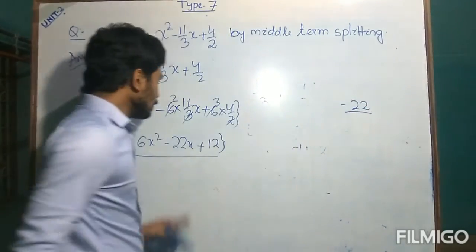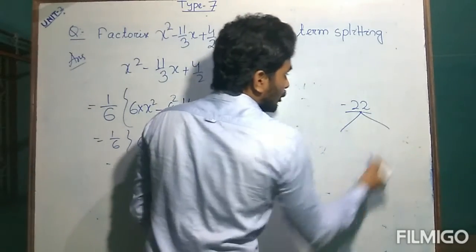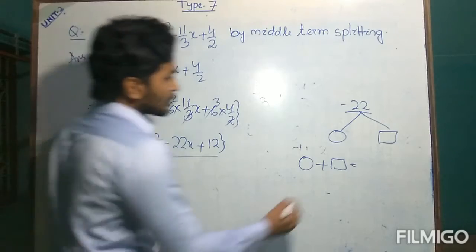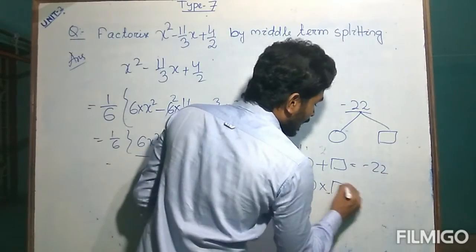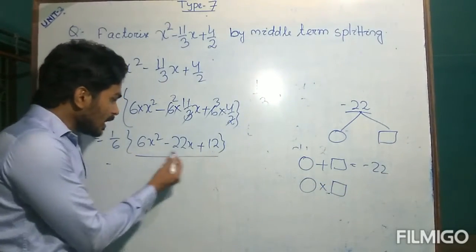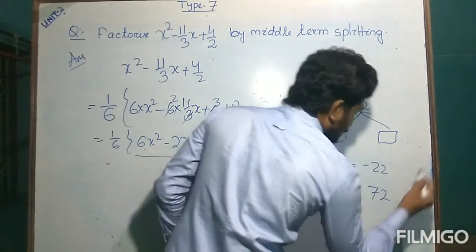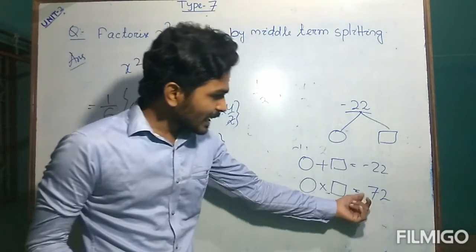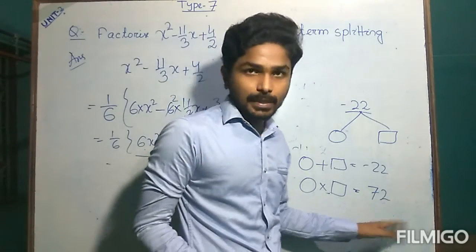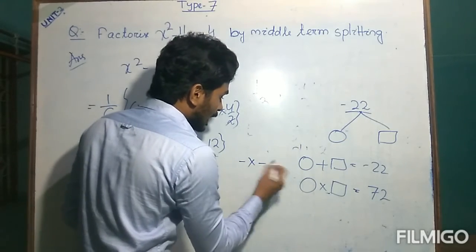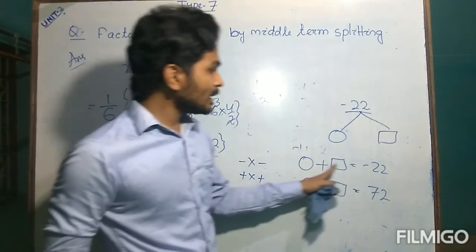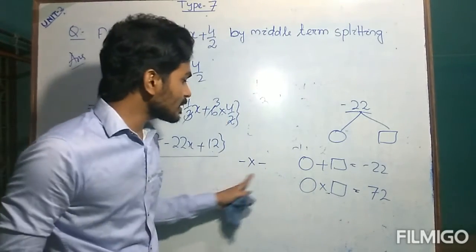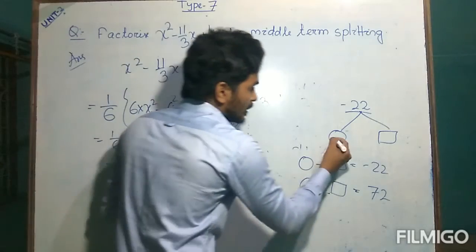We have to split this middle term into two parts so that they will add to give minus 22 and they will multiply to give 12 into 6, which is 72. Okay, so we have to factorize or split into two parts. But you can see here the multiplication section contains a positive sign. That means the two numbers must be both negative or both positive. And in the addition section we get a negative sign. That means the positive option is not applicable, only the negative is the correct option. So these two numbers must be negative.